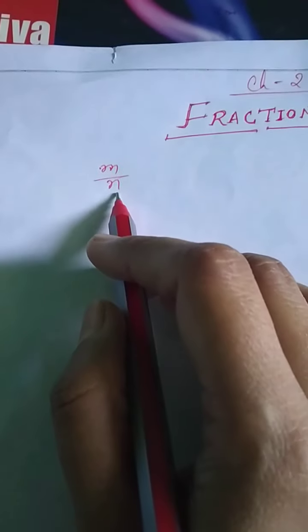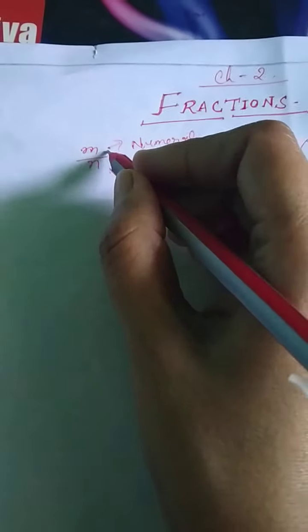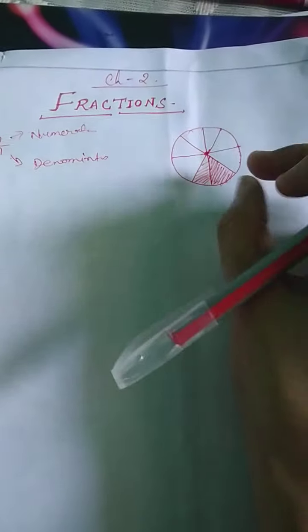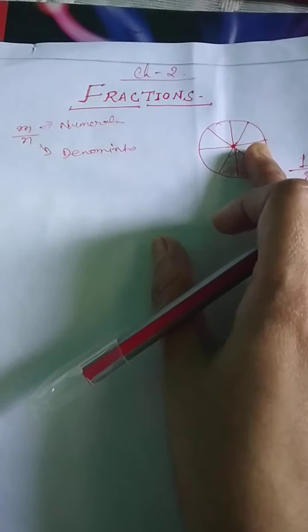A fraction is represented in this form, m by n. m is called the numerator and n is called the denominator. The lower one is called the denominator, the upper one is the numerator. So what is a fraction? A fraction is just a part of a whole. It is just a part of this whole cake, as I have explained to you.